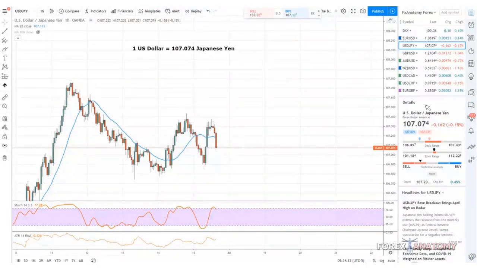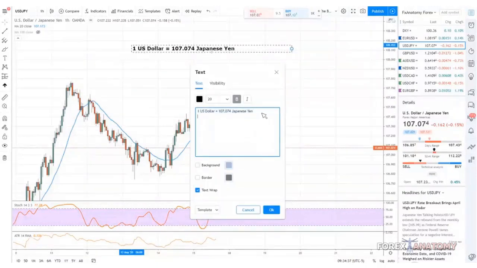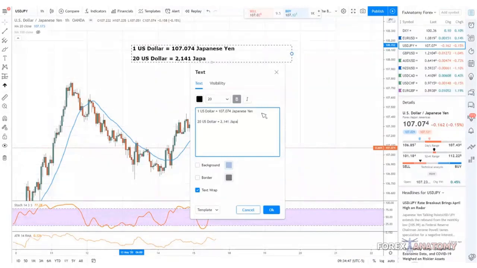Okay. So then if you have your own calculator, you could pull out your own calculator. If you take 20 and times it by 107.07, that would tell you how much Japanese yen you would get. So if you had 20 US dollars, that would give you about 2,141 Japanese yen. So in other words, that's how much Japanese yen you'll have. So if you had 20 US dollars, that equals 2,141 Japanese yen, pretty much.